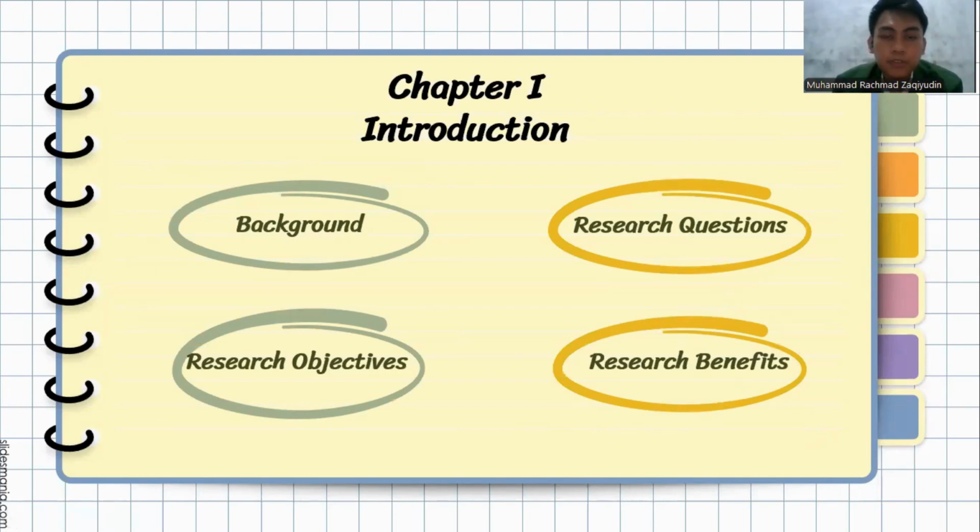In this research proposal, I have three chapters. Chapter 1 is Introduction, Chapter 2 is Literature Review, and Chapter 3 is Research Methodology. Chapter 1, Introduction, has a background, research questions, research objectives, and research benefits.